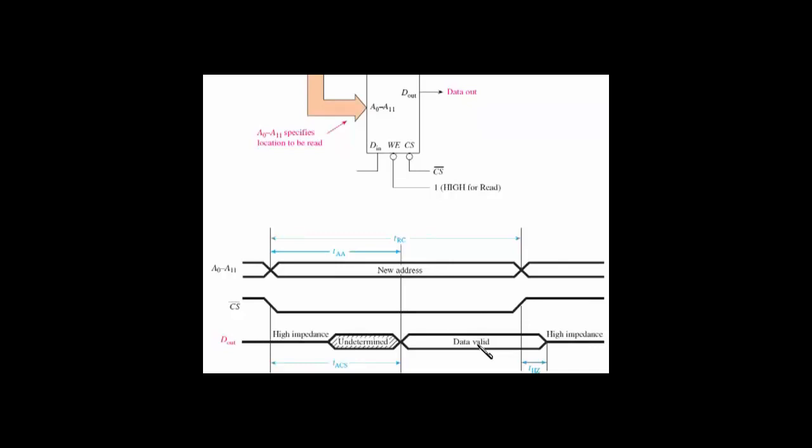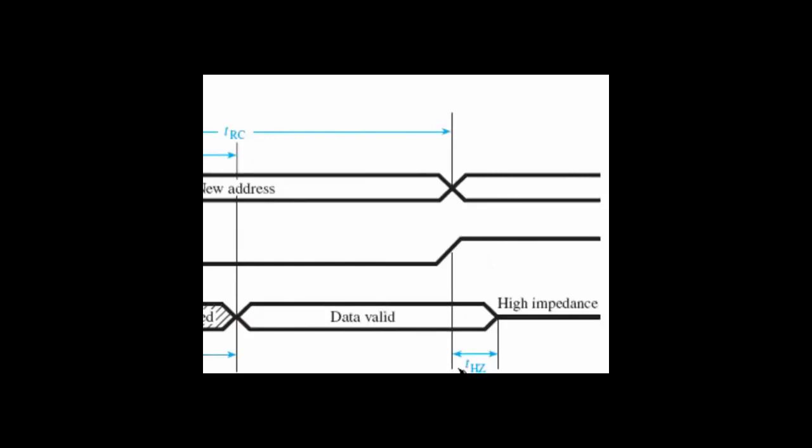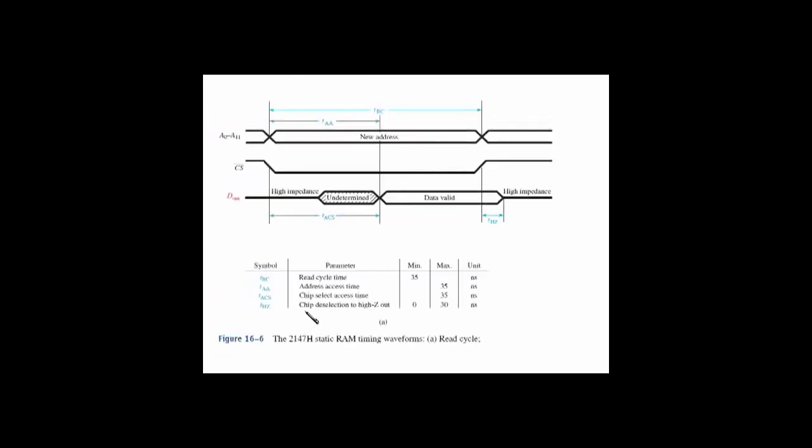Now after you raise the CS back high again, there's a THZ, which is the length of time it takes before the output goes back into its high impedance state so that you can do another operation. The times are given at the bottom of figure 16-6.